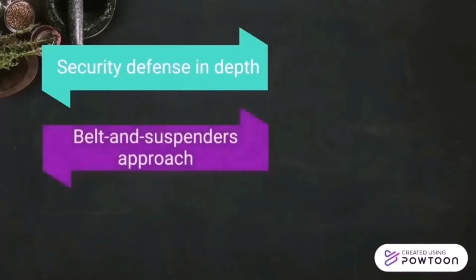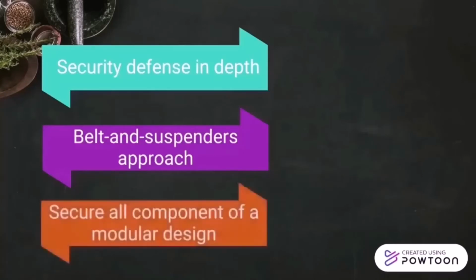Secondly, there is the belt and suspenders approach that is used as a backup mechanism. A networking example is to use a dedicated firewall to limit access to resources and a packet filtering router that adds another line of defense. The third one is secure all components of a modular design. Examples of the modular approach to security design include internet connections, remote access and VPN, network services and management, server farms, user services, and wireless networks.